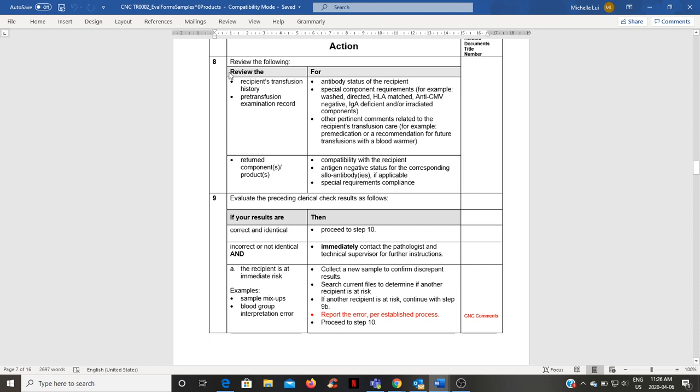Number 8, review the history and the pre-transfusion for antibody status, special components required, other comments related to this recipient's transfusion care. So were there recommendations for certain treatments? Okay, making sure everything was done properly. Returned the component and product. Is it actually compatible with the recipient? Is it antigen negative if there were alloantibodies? If there were special requirements, does this product fulfill them?